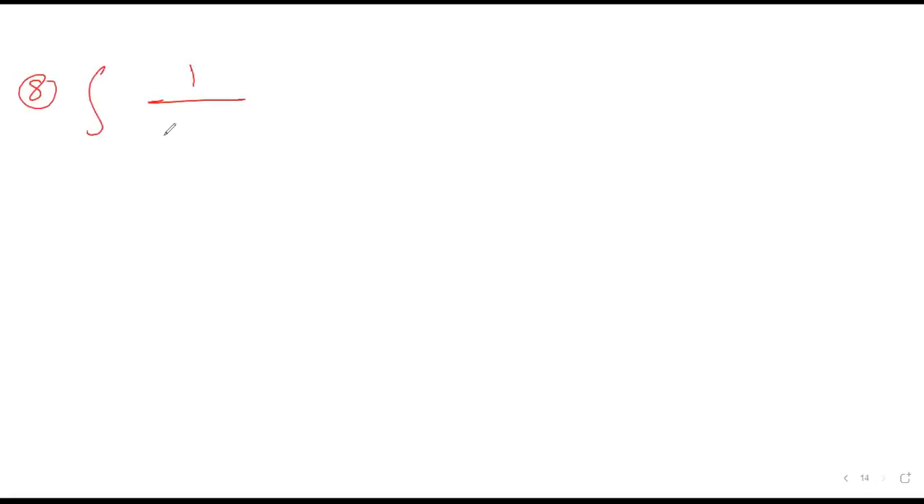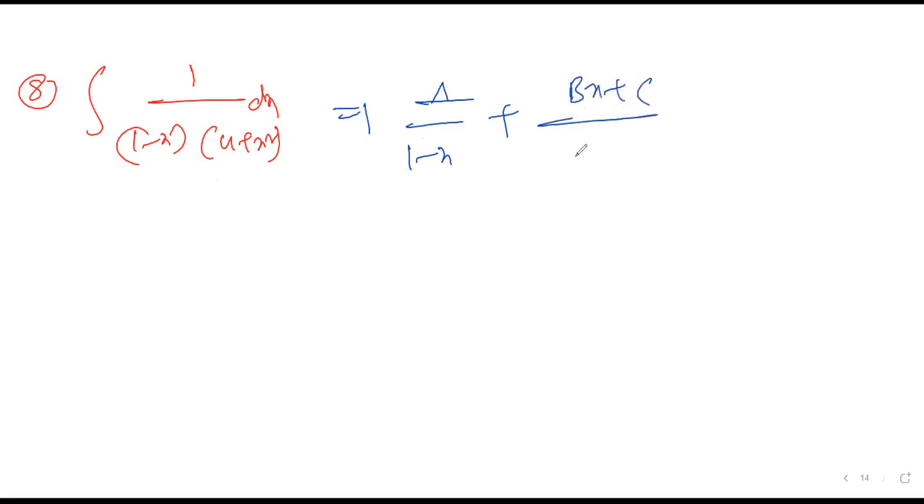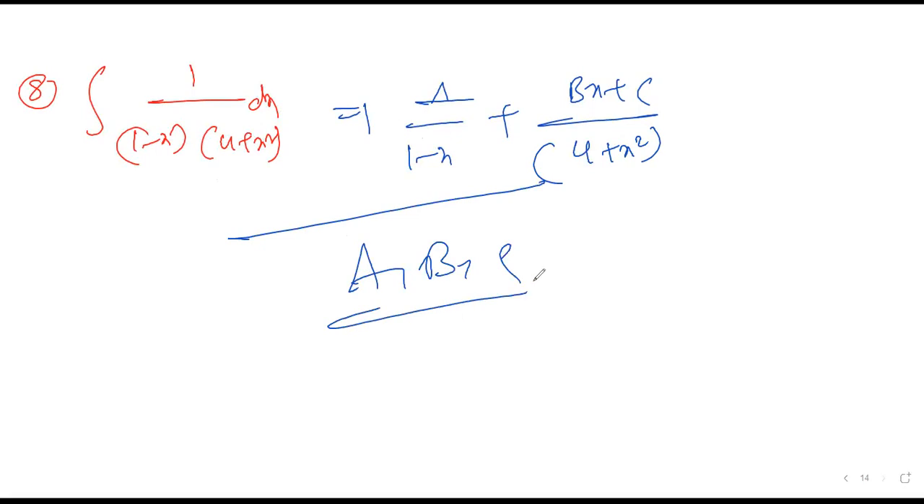Next, integrate 1 by (1 minus x) into (4 plus x square) into dx. So this is the question. It's very simple. 1 by 1 minus x, then 4 plus x square. Model number 3, it is A by 1 minus x, plus Bx plus C by 4 plus x square. Am I clear? Yes, sir. So try to find the ABC values. Please look at the method. You'll get the answer. I don't want to do the entire thing. Okay, take it as homework.